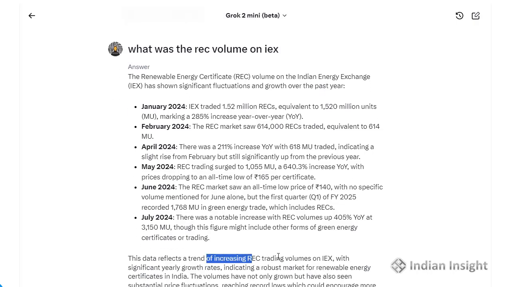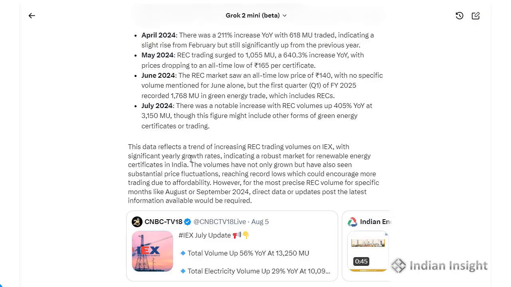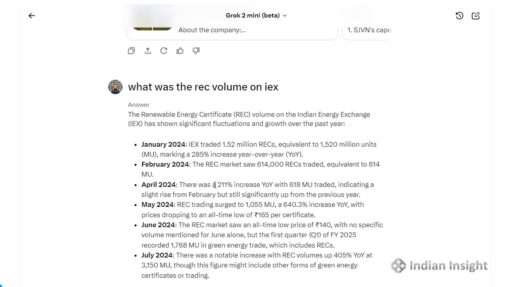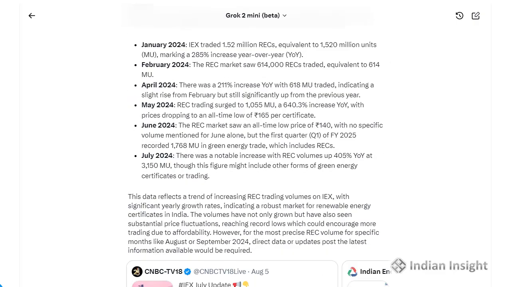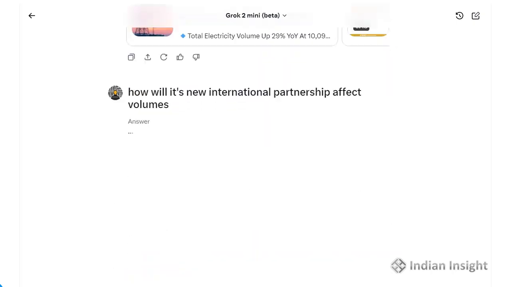The data reflects a trend of increasing REC trading volumes on IEX with significant growth rates. There have also been substantial price fluctuations, and that's pretty much it. So now let's try to ask, how will its new international partnership affect volumes?